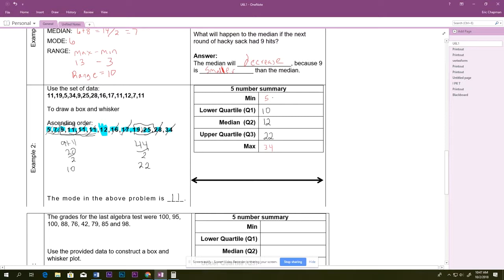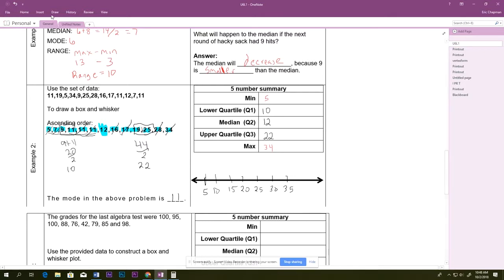So now let's do our box and a whisker. So our min is 5 and our max is 34. So let's just start at 5 and then let's increase by 5s. So 5, 10, 15, 20, 25, 30, and let's go to 35.